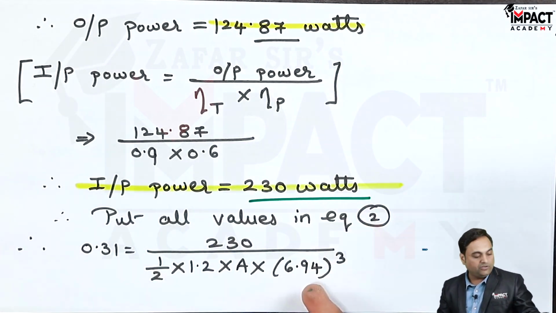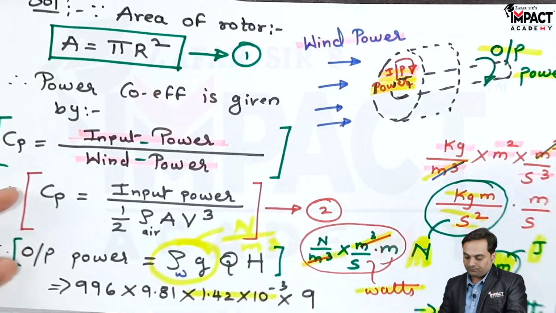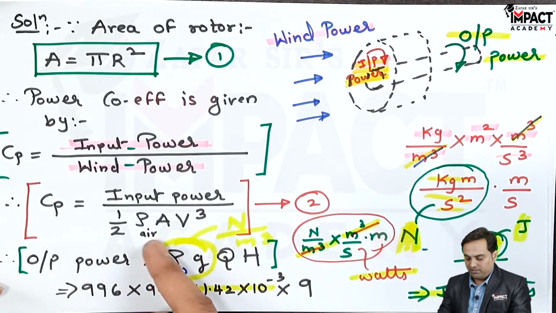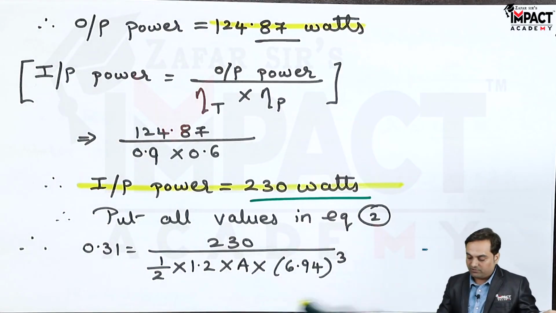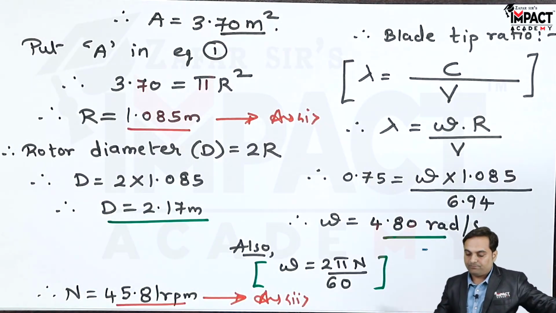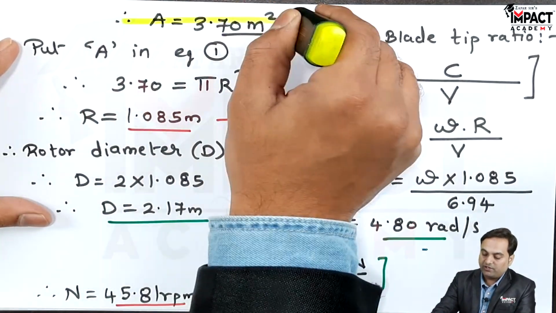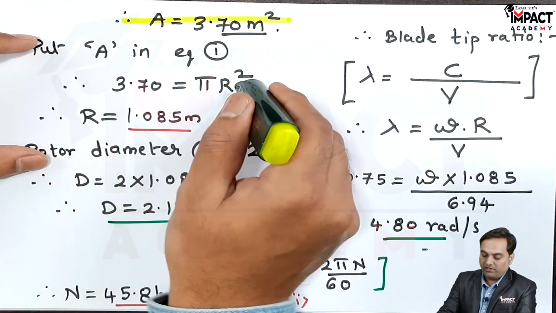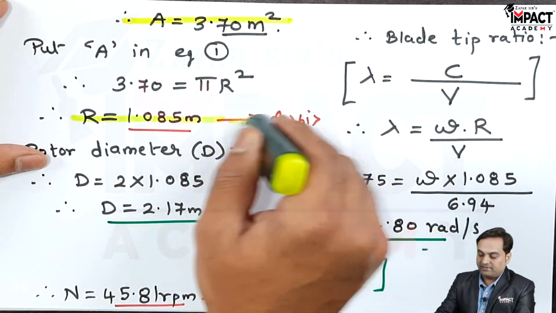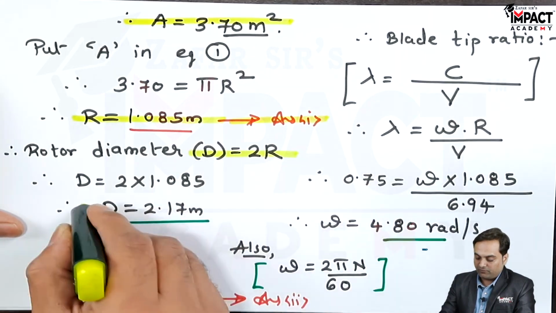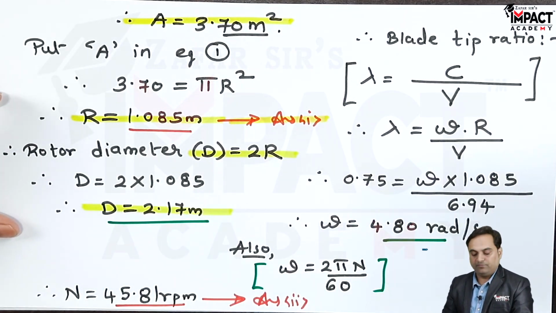Now putting this value in equation number second. In equation second, only one unknown is there, which is capital A, area of the rotor. So from this I will be getting the area of rotor, and the answer is 3.70 meter square. Once area of rotor is known, simply put this area in equation number 1 to get the radius of rotor. That's the first answer. Multiplying it with 2 will give me the diameter of the rotor, which is 2.17 meter.